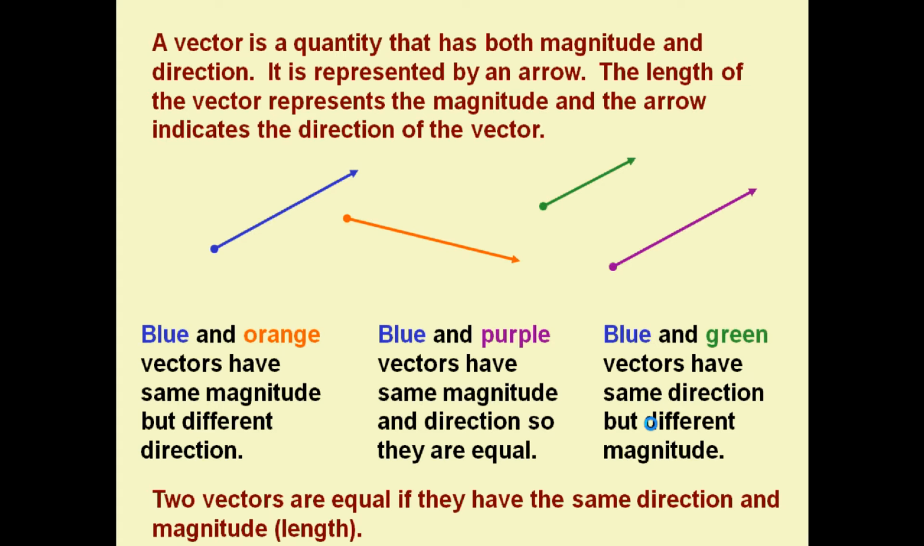You can see the blue and orange vectors have the same magnitude but different direction. Magnitude means the length. So they have the same length but different direction.